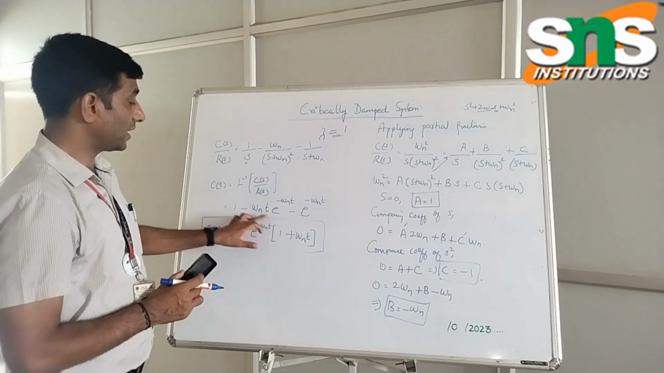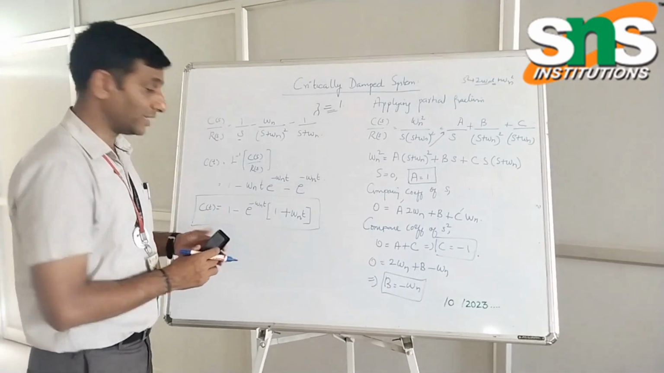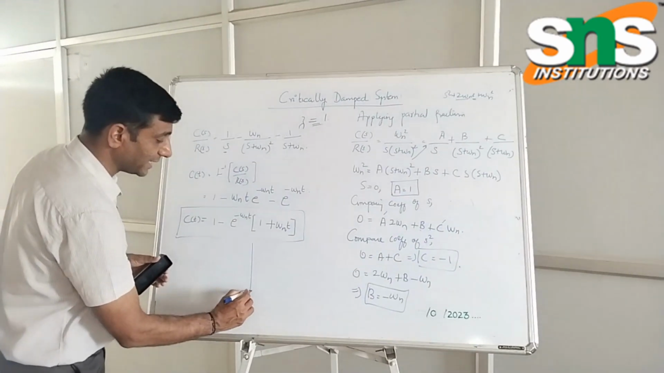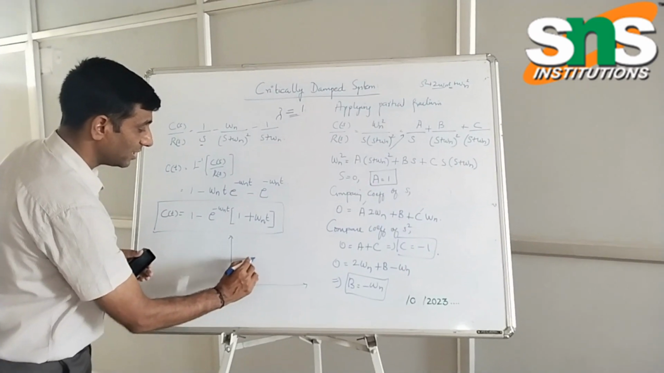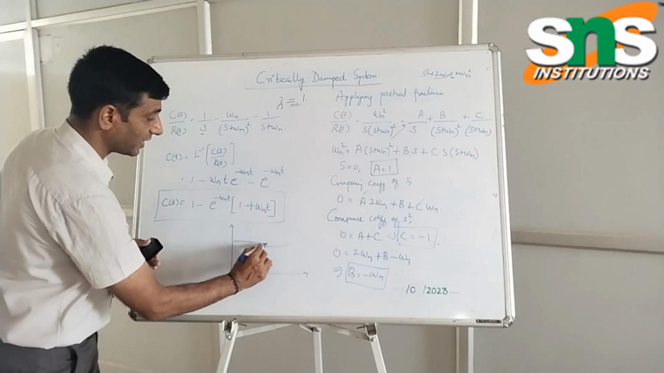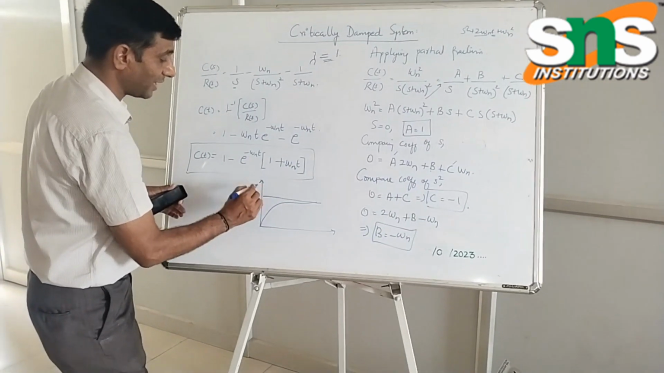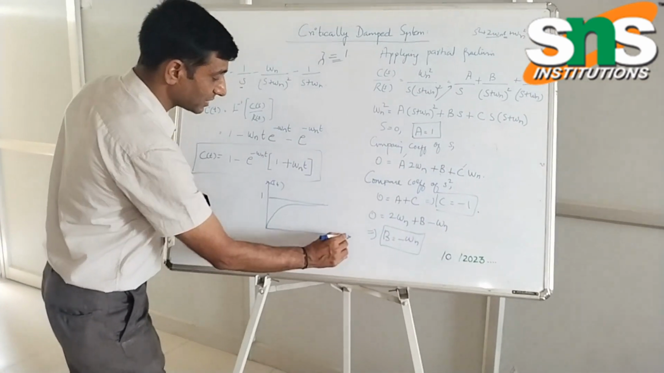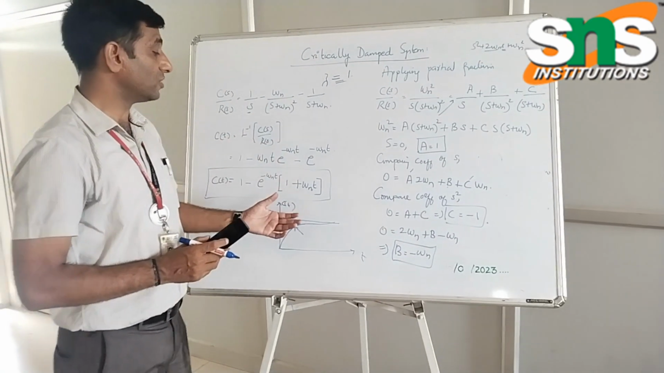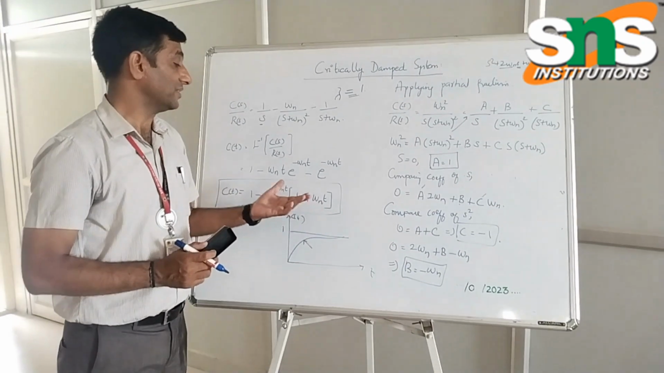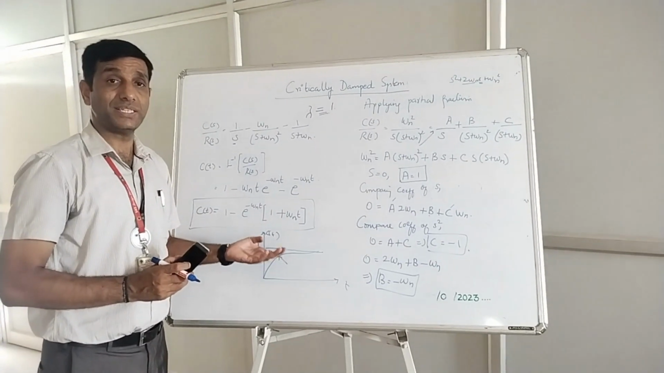You can see there are no sinusoidal terms in this, we just have an exponentially decaying term. So our response for a critically damped system is just a curve which reaches the final value. This is your final value 1, and this is c of t versus t. This curve represents the response of a critically damped system. Hope you have understood. Thank you for listening. Thank you very much.